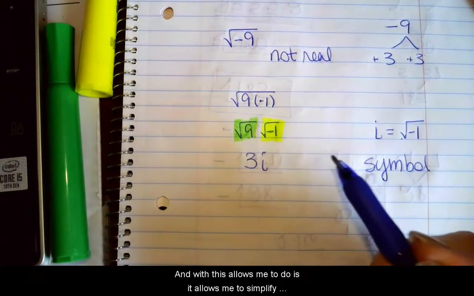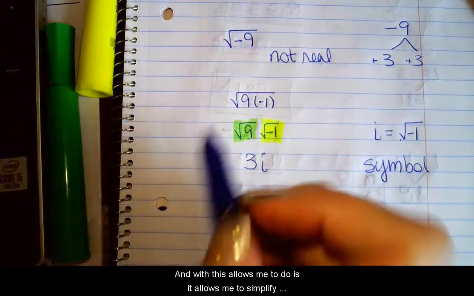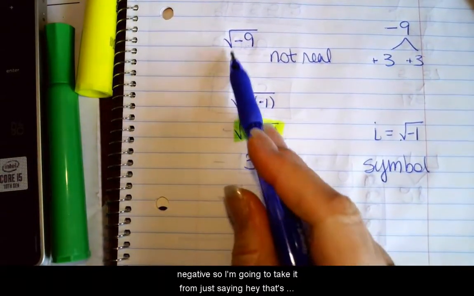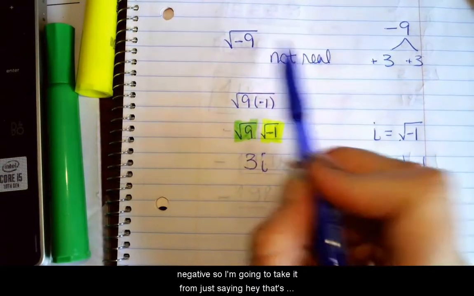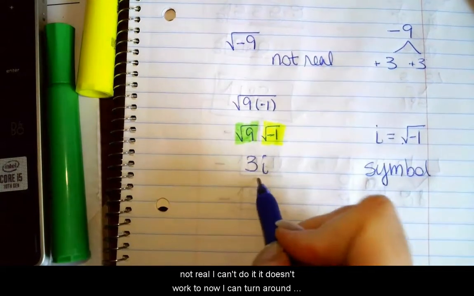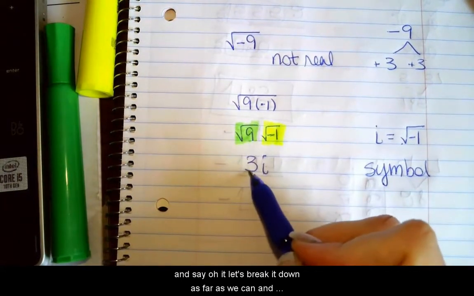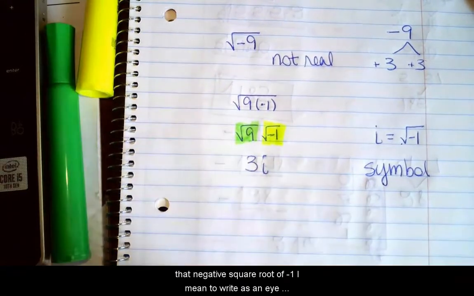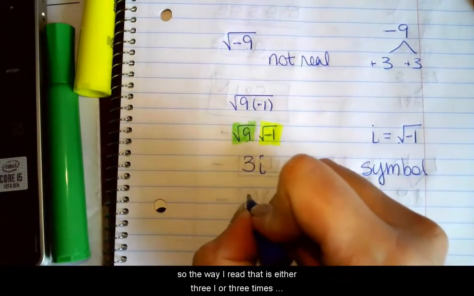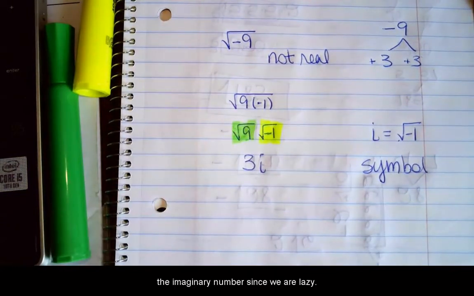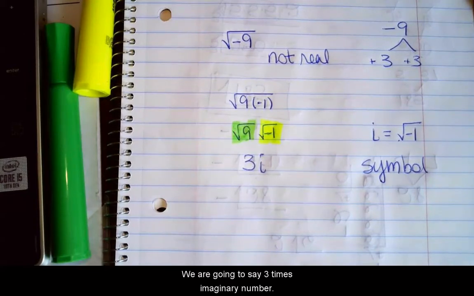What this allows me to do is simplify these radicals, and now I can deal with the ones that have negatives. I'm going to take it from just saying, hey, that's not real, I can't do it, to now I can say, let's break it down as far as we can, and that square root of -1, I'm going to write as an i. So the way I read that is either 3i or 3 times the imaginary number. Since we are lazy math people, we are going to say 3i.